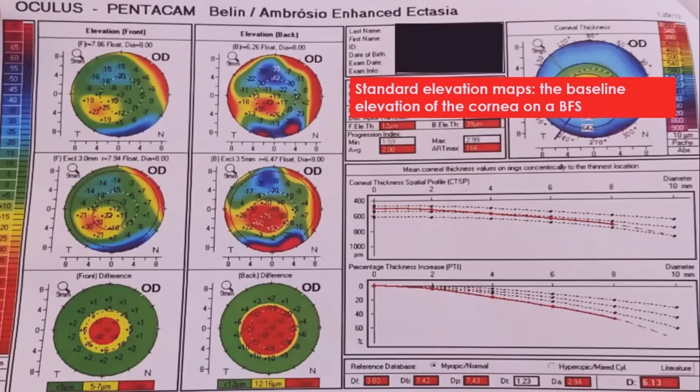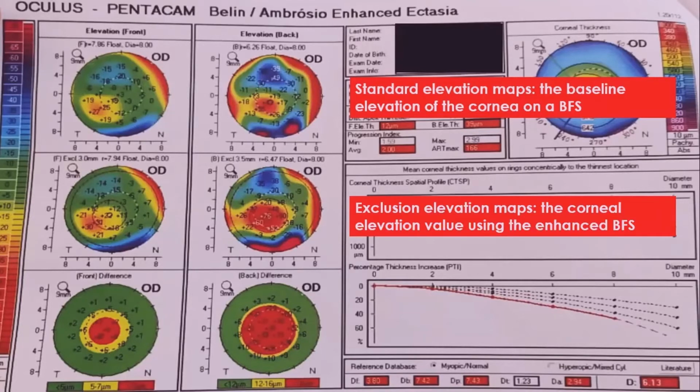In the enhanced or exclusion elevation maps, the corneal elevation values are assessed using the enhanced best fit sphere. So logically, we will see that the elevation is higher, because the part that was masked by the standard sphere is now unmasked. So we can see the numbers rise to +76 and the anterior one to +30.